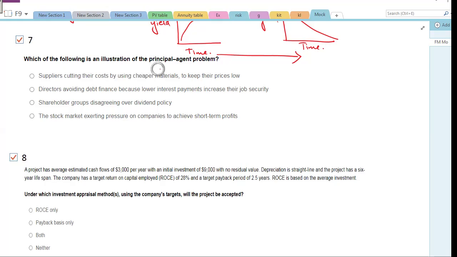Which of the following is an illustration of principal agent problem, right? Now, as soon as I see this question, the principal and the agent relationship, right? It's about the director and the shareholder relationship, okay? So to be honest, in the real examination, I won't be interested in all four of them. I've seen the word director in here and shareholder in here. So maybe one of these two statements will be the one in which I'm interested.